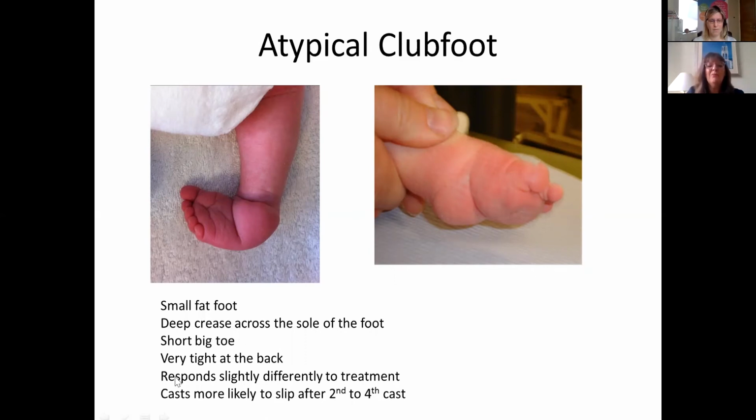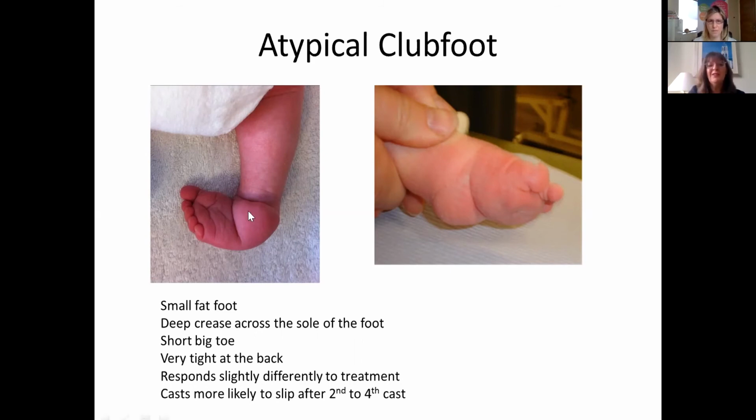But one of the real determining features about an atypical clubfoot is that they tend to respond slightly differently as the treatment starts. And this is the type of foot that may be prone to slipping after the second to fourth cast. And particularly this feature, this cross foot, this sort of very high arch to the foot with the crease right the way across, that may become more apparent once the casting has started.